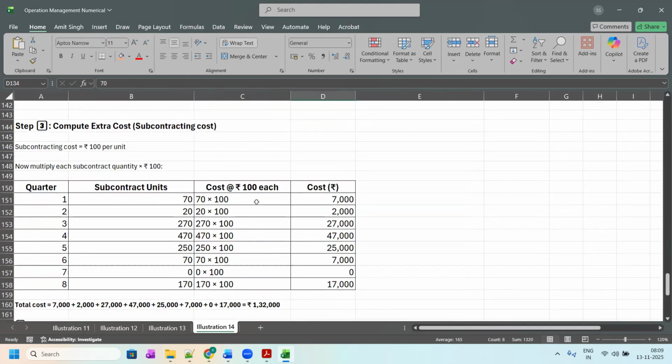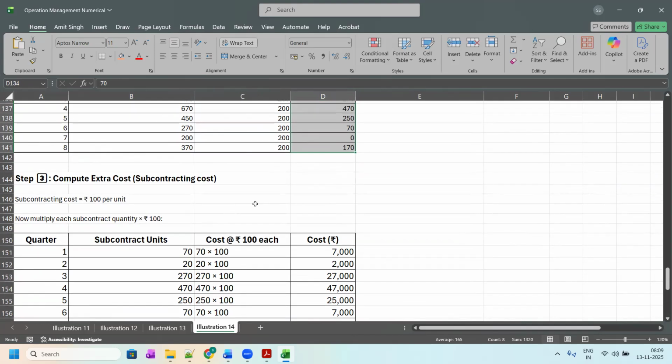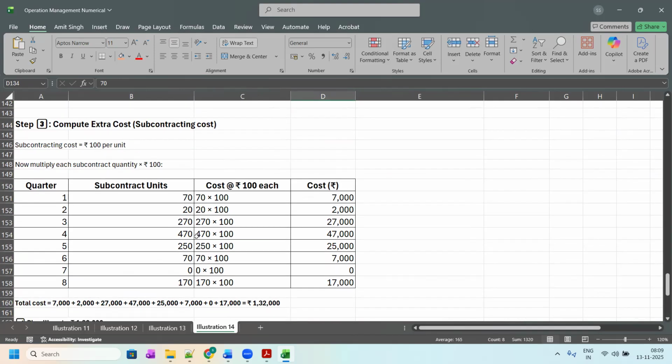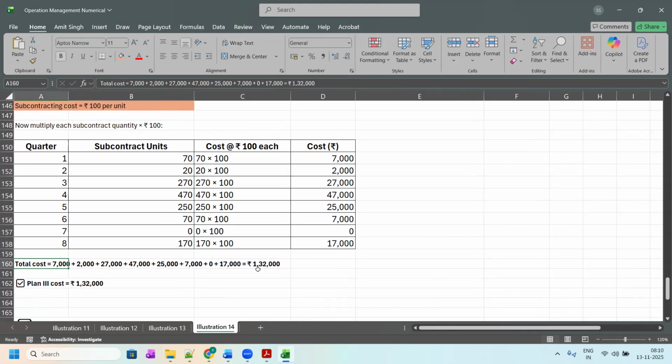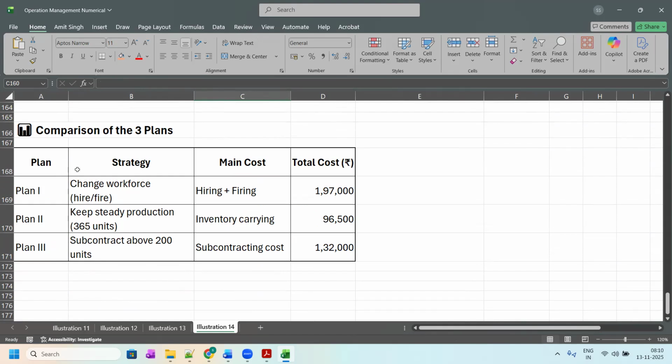Now this extra, what you calculated, 70, 20, 270, 470, all that, will be multiplied with the subcontracting cost. The subcontracting cost is already given as 100 rupees per unit. So we multiply with the subcontracting cost and calculate the total cost. Under the subcontracting method, the total cost is 1,32,000 rupees. If you compare all three plans, the best plan, which reduces your cost, is plan 2.